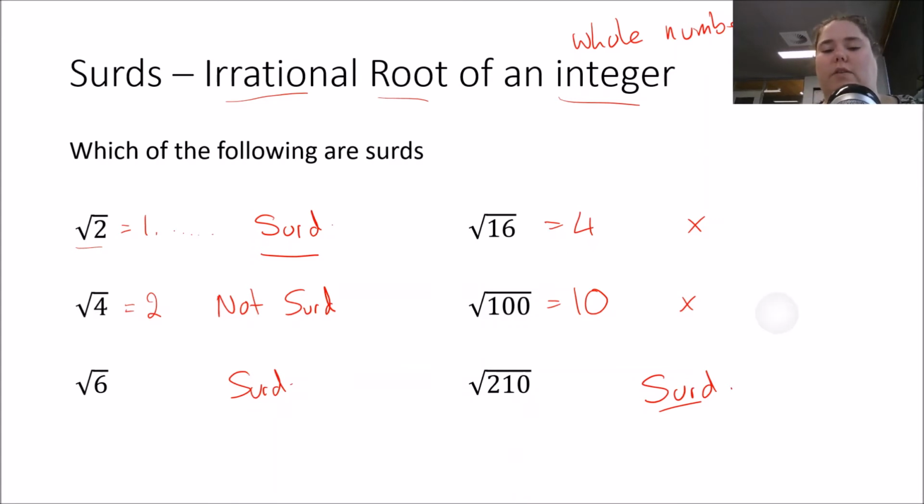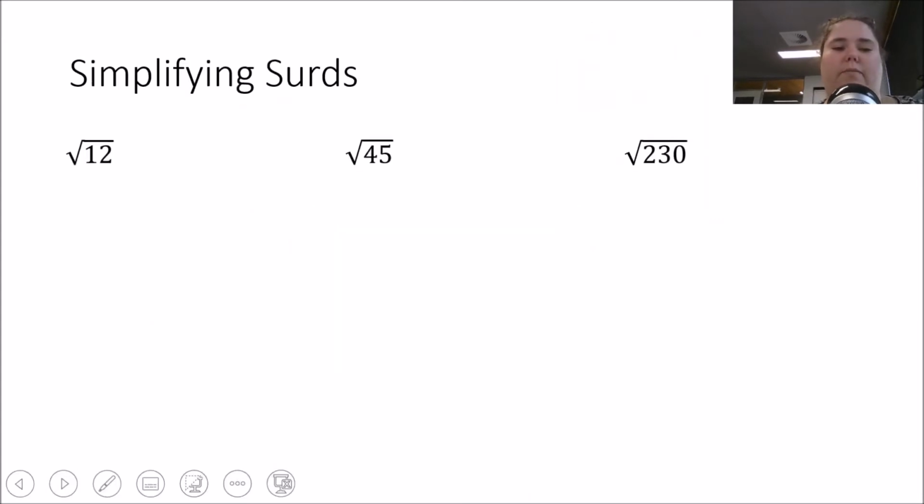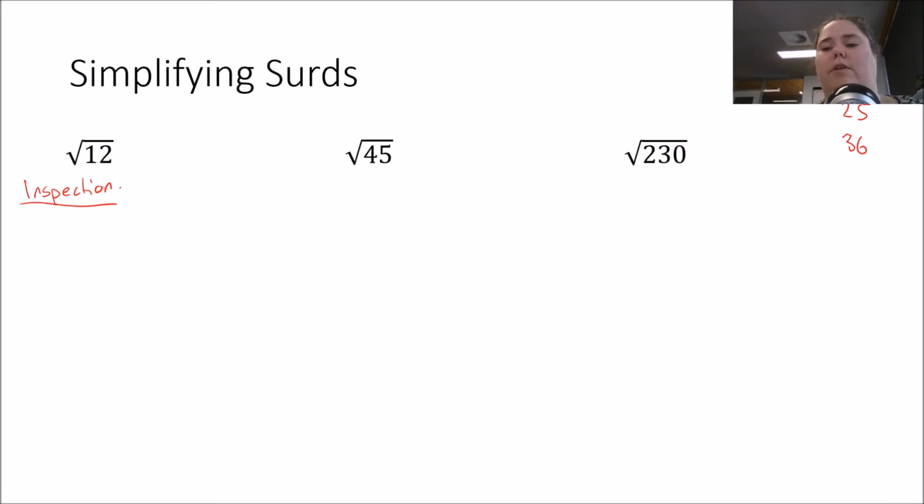Once we identify surds, we then want to be able to simplify them. So there's a couple of ways to do that. We can do it by recognition. It's by intuition, recognition, inspection. That's a good word. Inspection. Inspection involves you knowing your first few squares. Okay, and then trying to see if this can be divided by any of your squares.